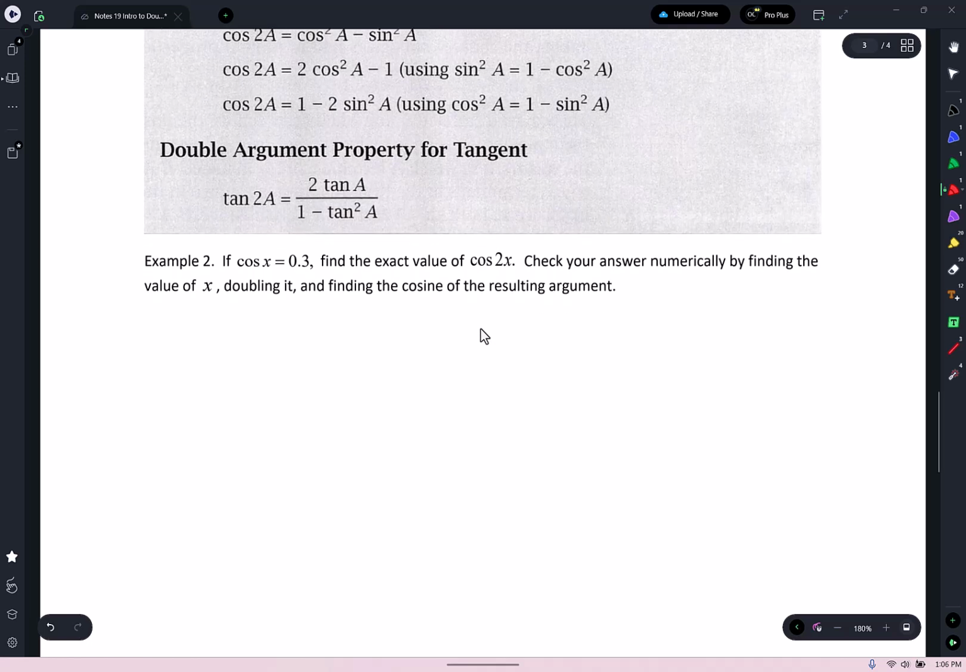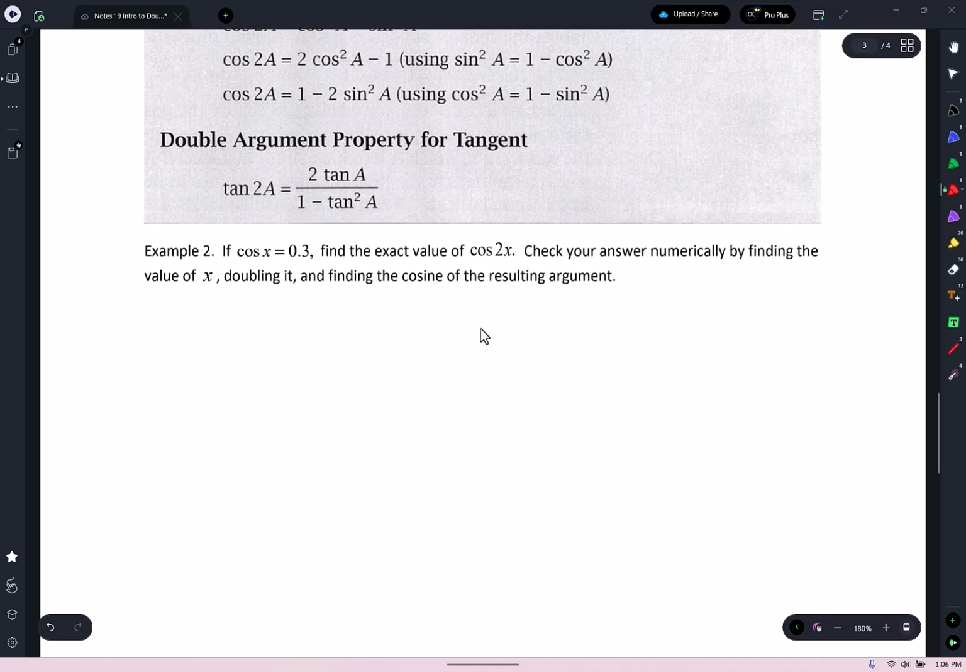Look at example 2. Let's see what it says. If cosine x equals 0.3, find the exact value of cosine 2x. Check your answer numerically by finding the value of x, doubling it, and finding the cosine of the resulting argument. When it says check, they're literally just telling you to check with a calculator.